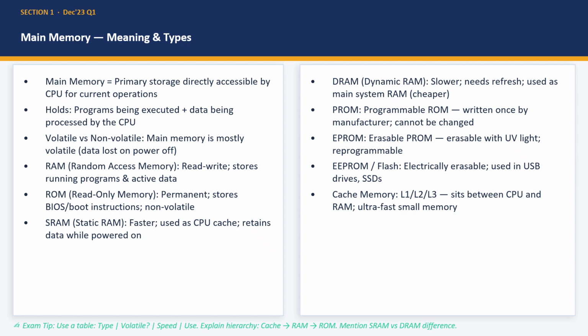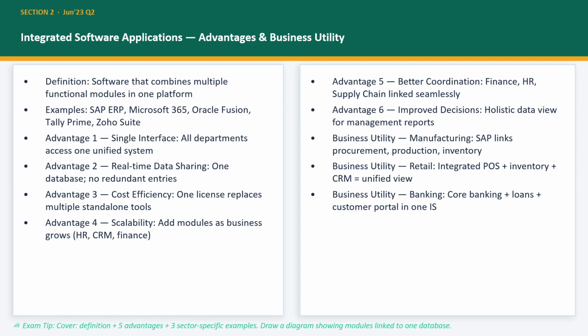Section 2. Software and applications. When you get a question on integrated software applications, start with a clean structure. 1. Definition. 2. 5 advantages. 3. 3 business examples. 4. Simple diagram, modules linked to one database. For example, integrated applications combine multiple business functions in a unified platform. Then explain advantages: real-time data sharing, cost efficiency, scalability, coordination, better decisions. Provide industry examples like manufacturing, retail, banking.